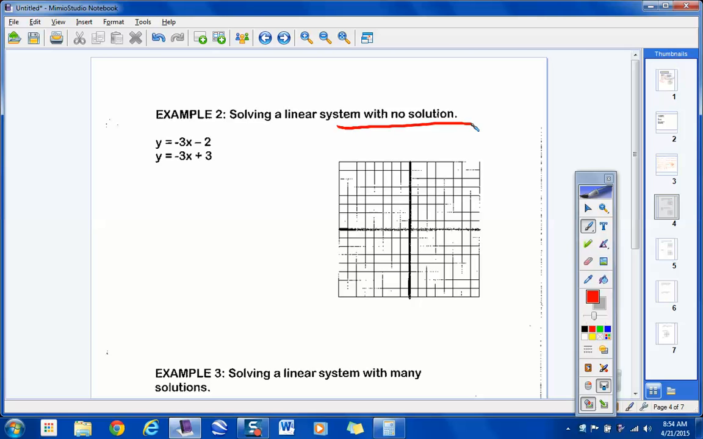What do you notice about the slopes, first of all? Both the same. What do we recall about slopes being the same for lines? They're parallel, aren't they? They're not going to cross. Okay, check this out. We'll do some colors here. Let's find a solution to this.